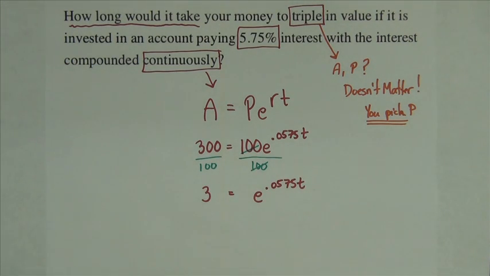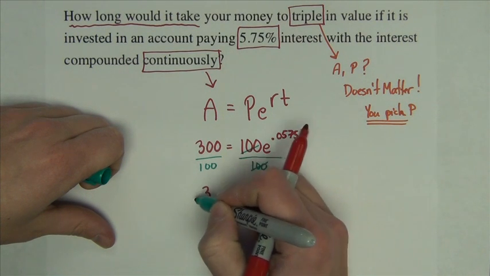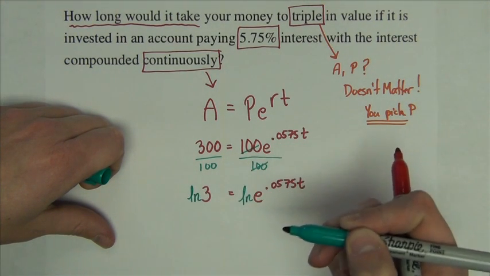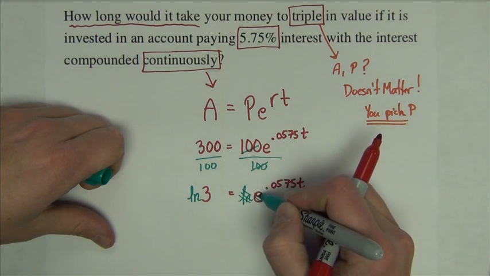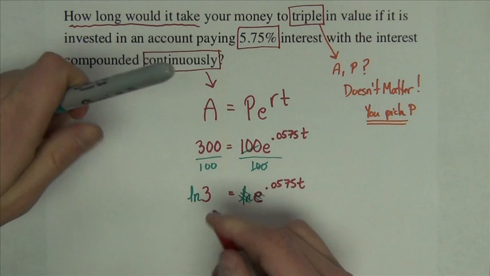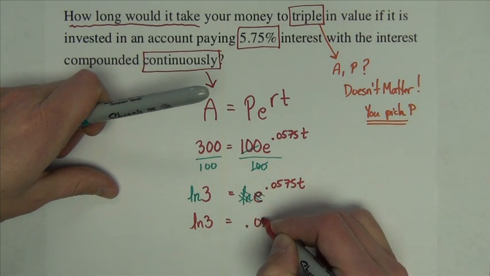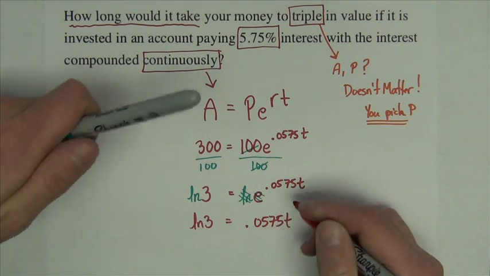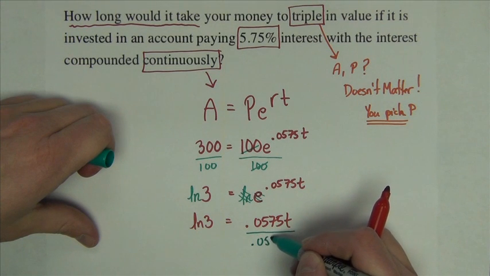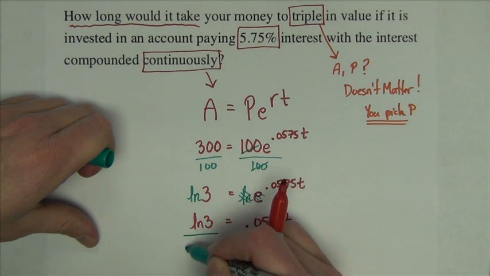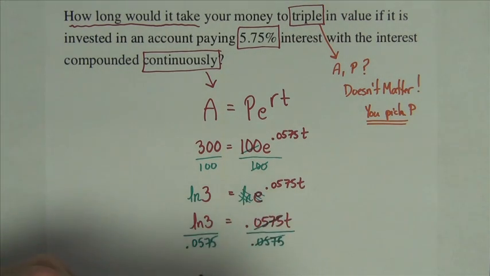Well, now we've got an equation that has e in it. And we know that when we have e in the equation, we use a natural log in front of the equation will cancel the e. Natural log cancels e, so we end up now with natural log 3 equals 0.0575t. We can divide by that decimal, 0.0575. And that's going to solve our problem.